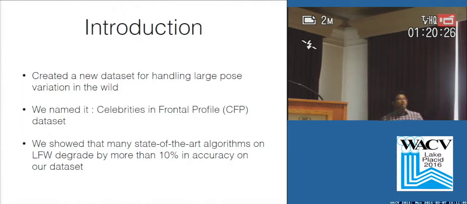We have shown that many algorithms which perform very well on the Labeled Faces in the Wild dataset degrade by more than 10% in accuracy on our dataset. We believe this dataset will provide a very good benchmark in future to understand the problem of pose variation in the wild.